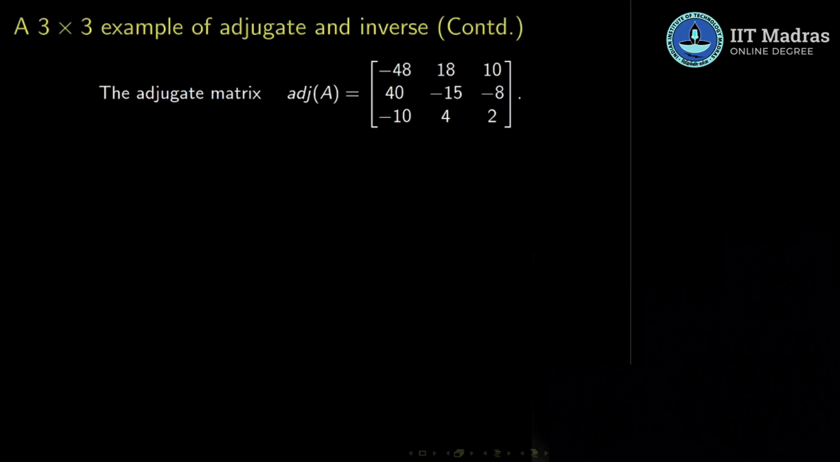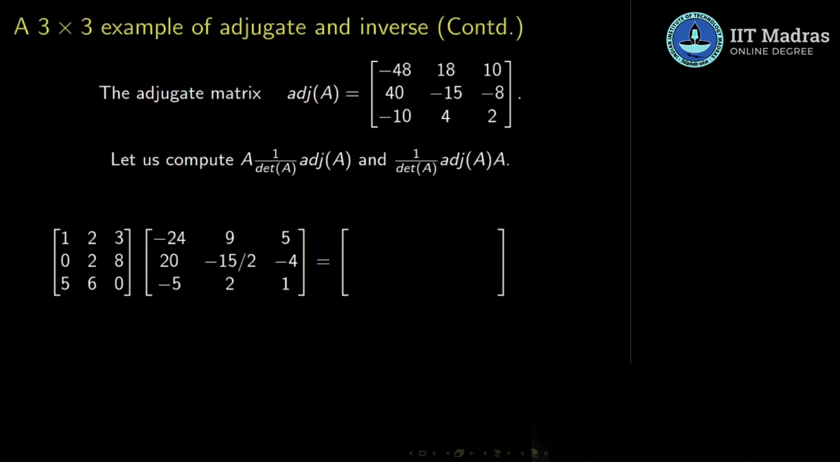Now, let us do something funny. Let us compute A times 1 by determinant of A times adjugate of A. So, this 1 by determinant of A times adjugate of A is supposed to be a matrix, and that matrix is multiplied by A. So, let us do this computation. Well, 1 by determinant of A times adjugate of A.